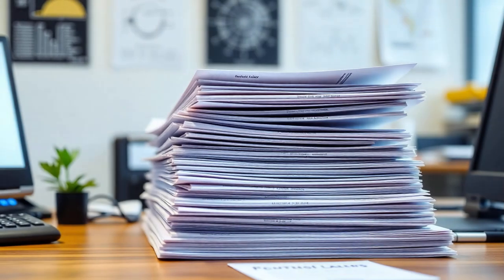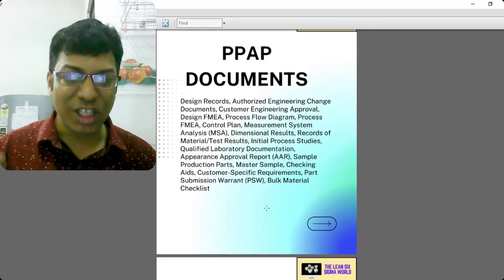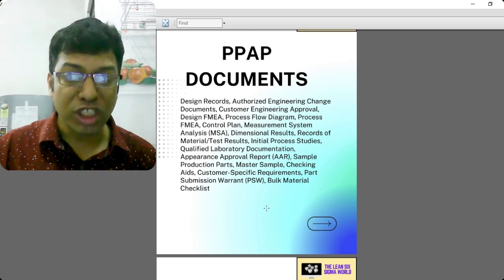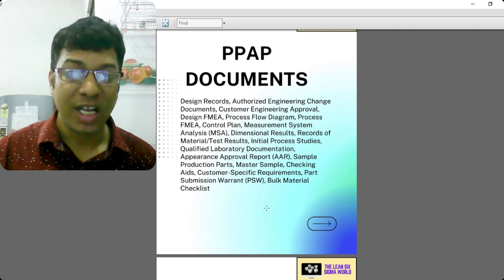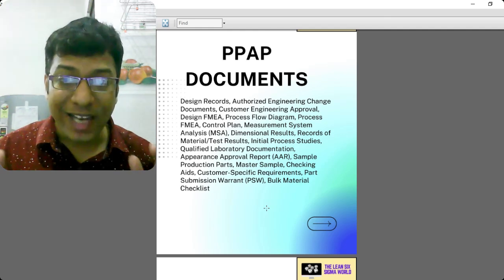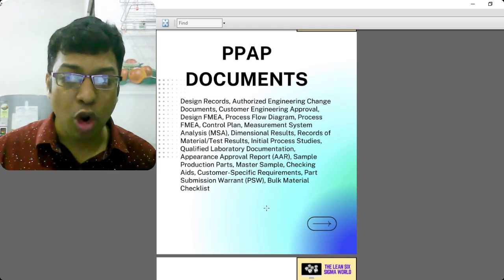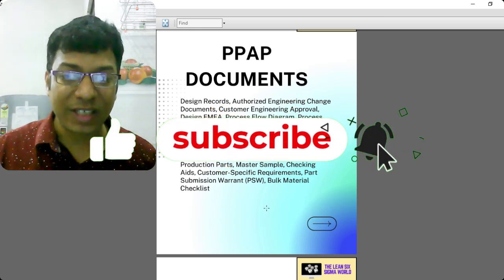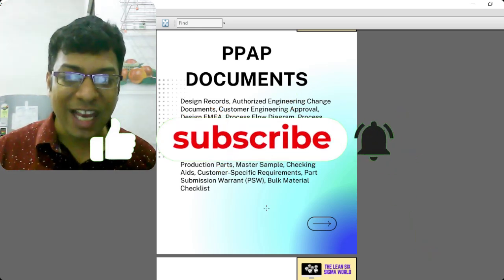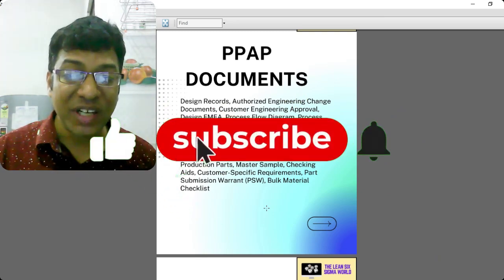So the PPAP documents are basically design records, authorized engineering change documents, customer engineering approval, design FMEA, process flow diagram, control plan, measurement system analysis, dimensional results, records of material or test results, initial process studies, qualified laboratory documentation, appearance approval report, sample production parts, master sample, checking aids, customer specific requirements, part submission warrant, bulk material checklist.